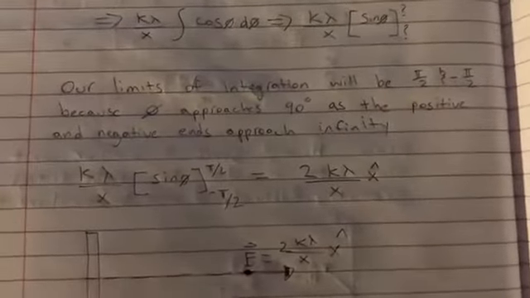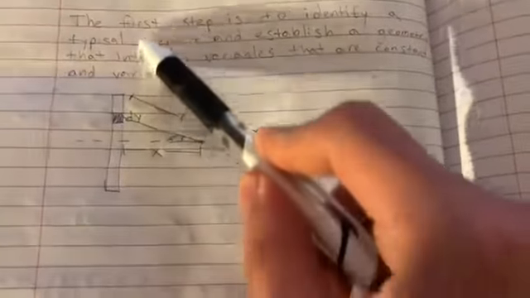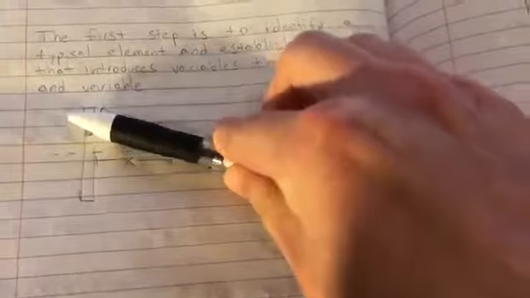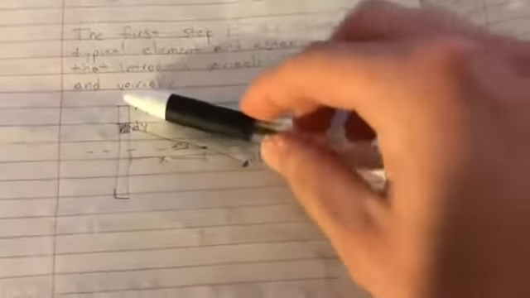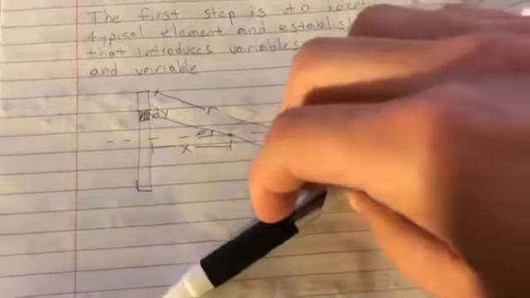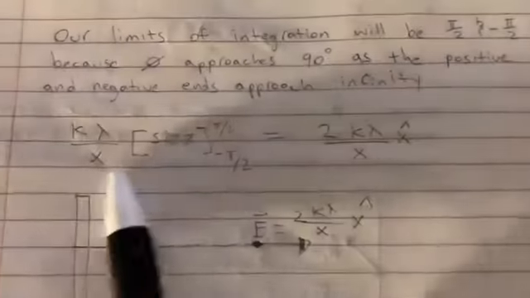So now we have to determine the limits of integration, and it's going to be positive 90 degrees and negative 90 degrees. The reason for this is as y goes to infinity, this angle will become 90 degrees, and likewise as y goes to negative infinity, this angle will become negative 90 degrees. So after we plug in our limits of integration, we arrive at this expression right here, which is the electric field at that point of interest.